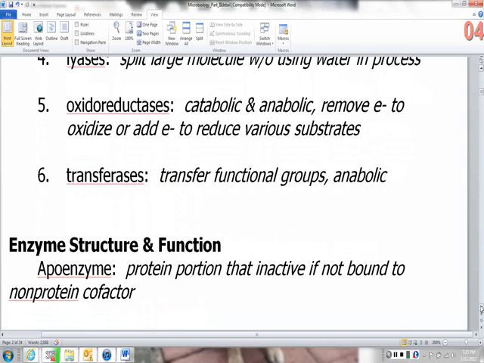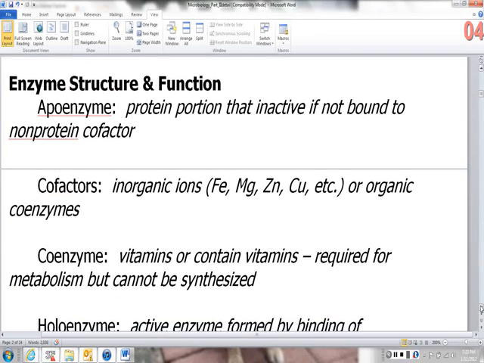Enzymes are not always in their active form. The apoenzyme is the protein portion of the enzyme that is not active unless it is bound to a non-protein cofactor. Cofactors are inorganic ions such as iron, magnesium, zinc, or copper, or organic coenzymes. Coenzymes are vitamins or contain vitamins, which are substances required for metabolism but cannot be synthesized.